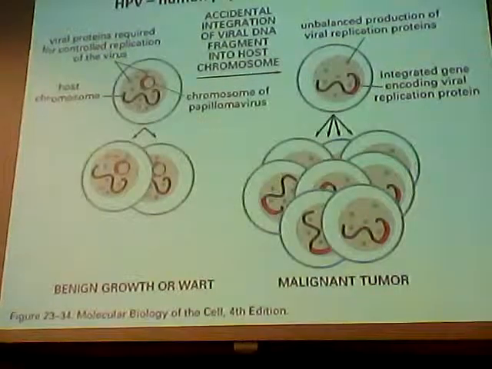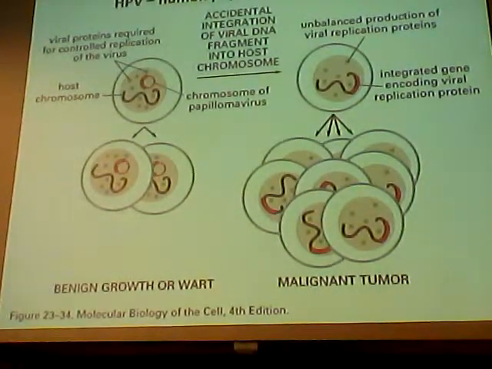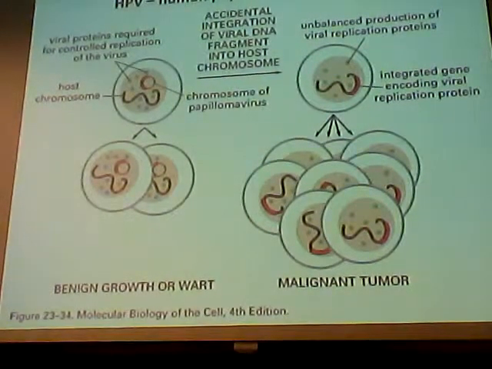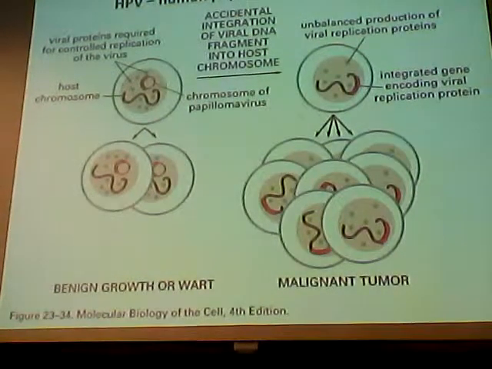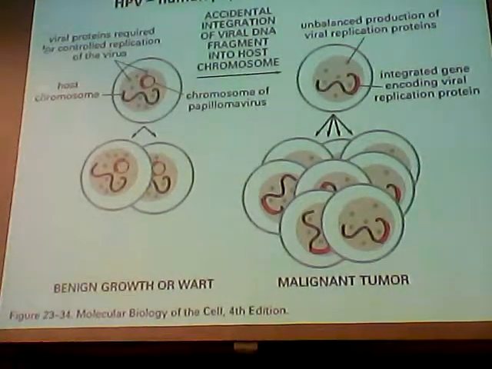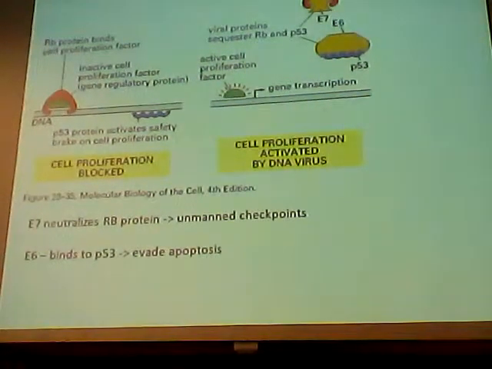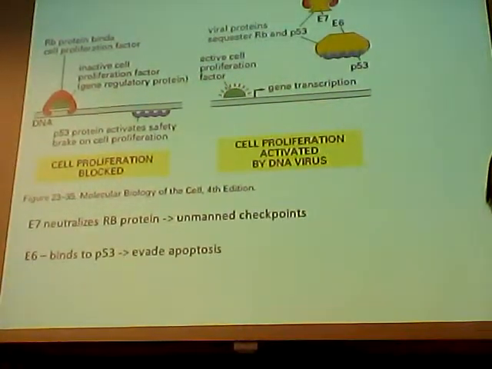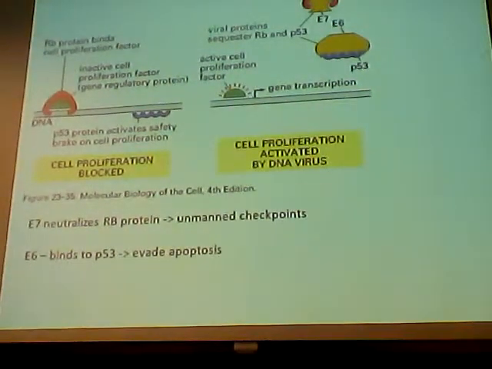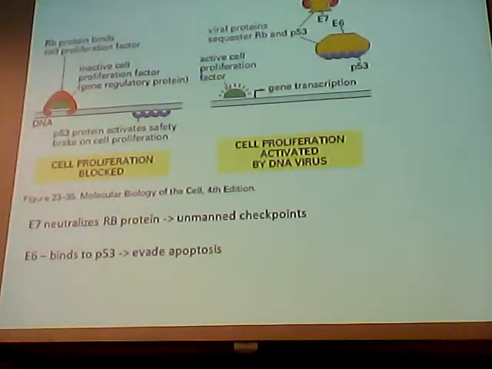HPV is a virus that's known to cause cervical cancer, but it also causes warts: genital warts, foot warts, hand warts. But remember, warts are not cancerous, but HPV can cause cervical cancer. It does that by having 2 proteins, E6 and E7. E7, so early protein 7, can neutralize retinoblastoma protein, so you don't have the checkpoints being manned anymore. And then E6 can bind to P53, and you evade apoptosis. Okay.